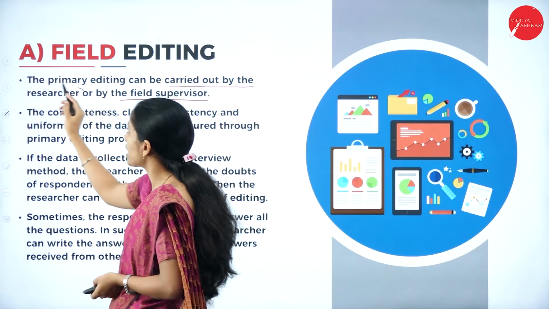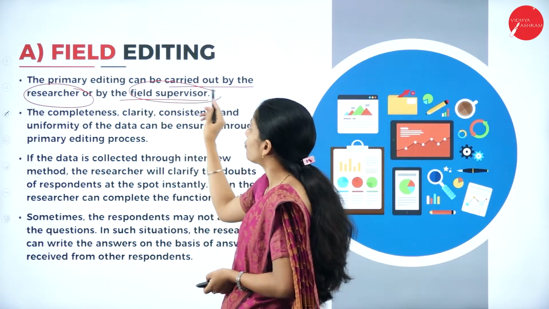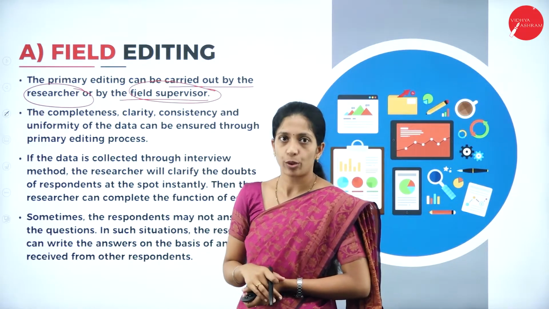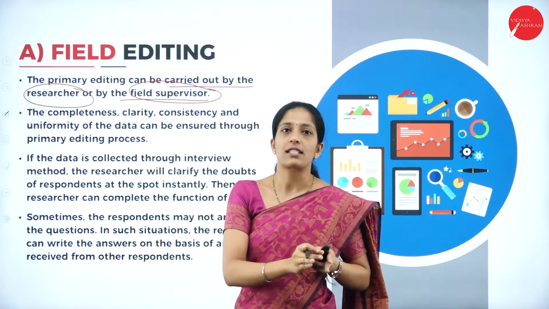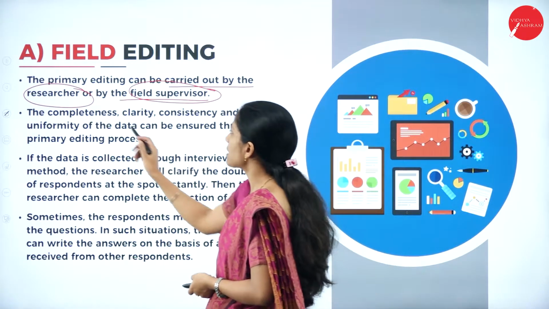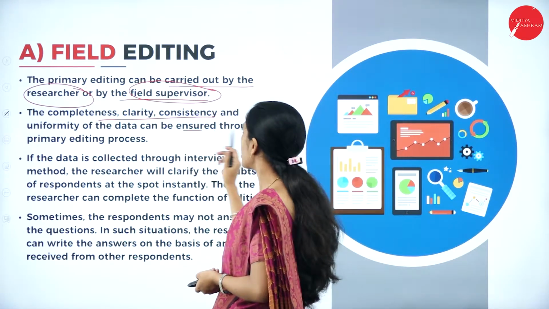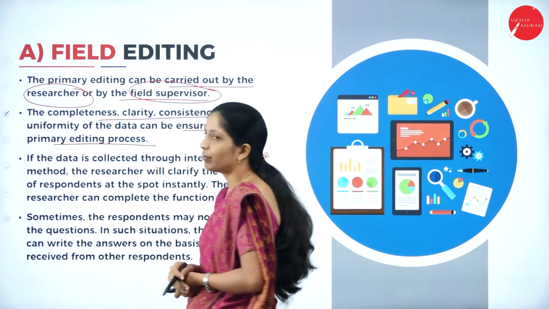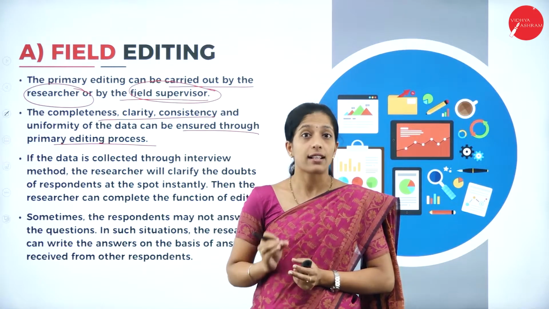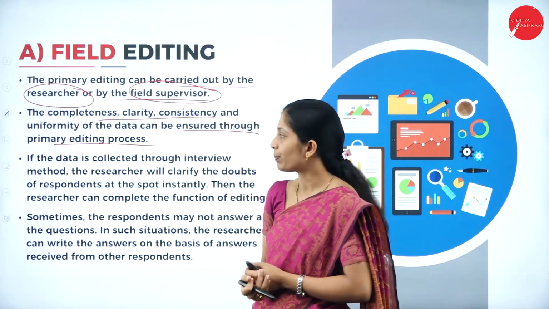So, here the researcher himself can do the field editing, or he can appoint a field supervisor. For that particular area, he can appoint a supervisor who, on behalf of the researcher, is going to collect the information. The completeness, clarity, consistency and uniformity of the data can be ensured through the primary editing process. So, here he will get clear information, and can also catch inaccurate information, through this field editing process.